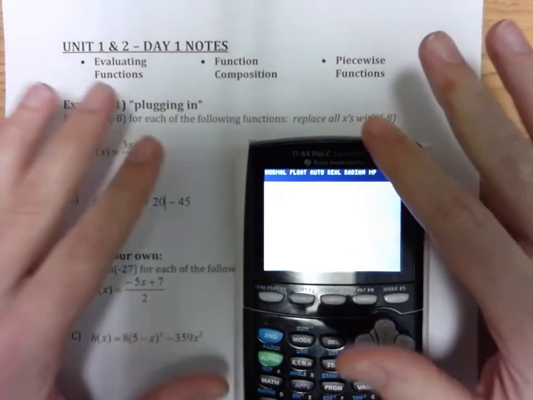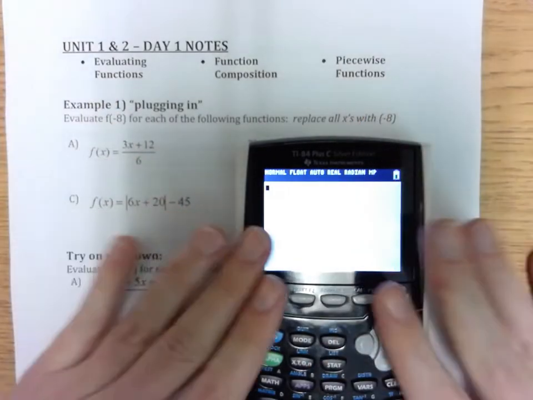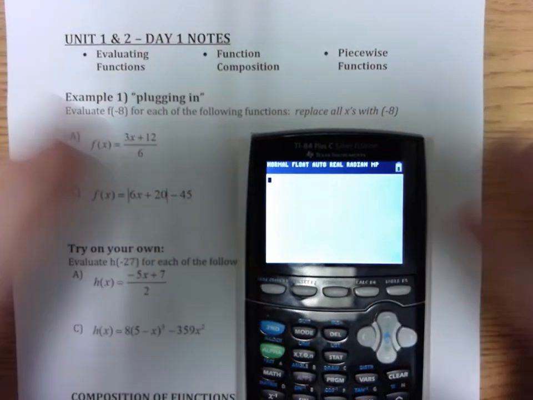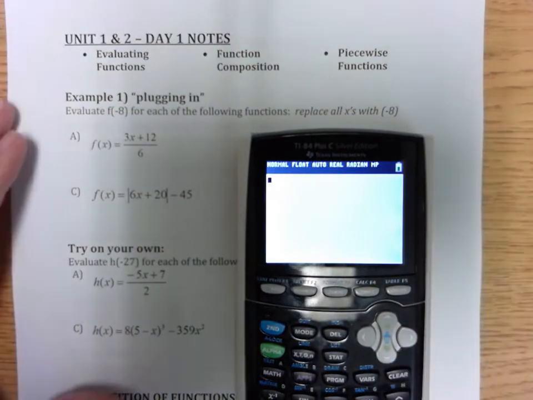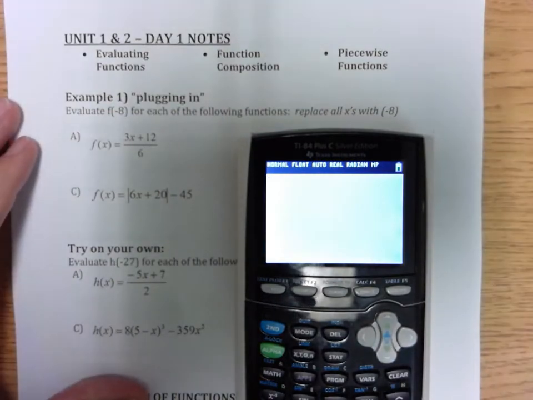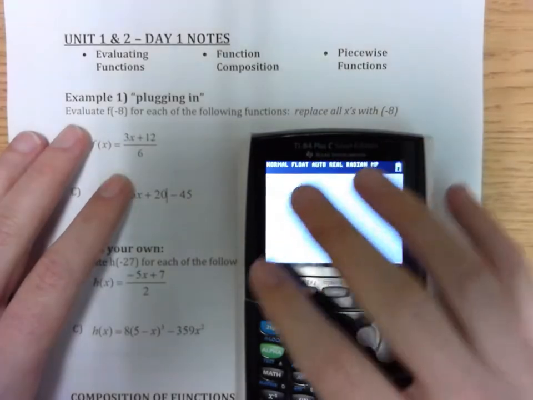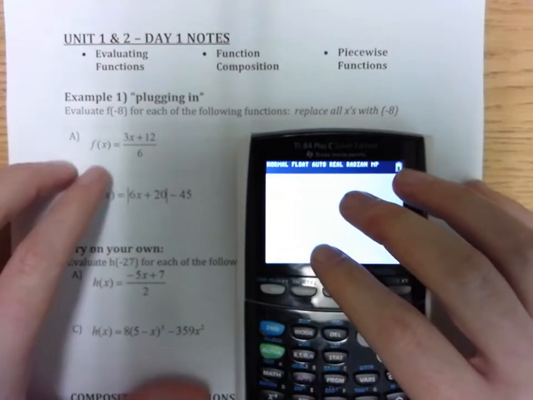I'm going to make the video focus more from a technology point of view than by hand, okay? So when you look at my notes, you'll see some things worked out by hand, but on the video, I'm going to show you how to use the calculator to get a lot of these values.